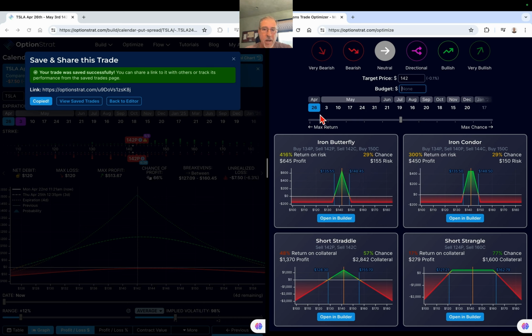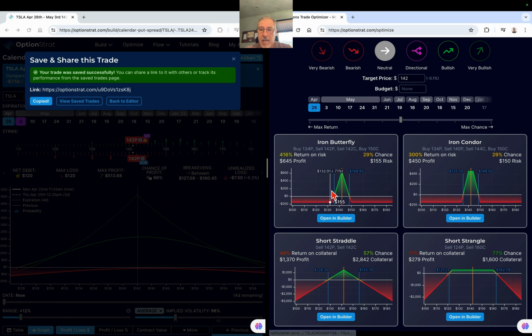I also want it to expire on April 26th. Again, on the calendar, we would be closing that on Friday, April 26th, one way or another. So even though one of those options goes the following Friday, I will be closing it this coming Friday. So I want to do the same here. I want this to expire on April 26th.